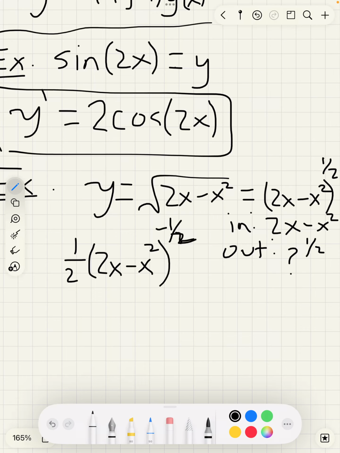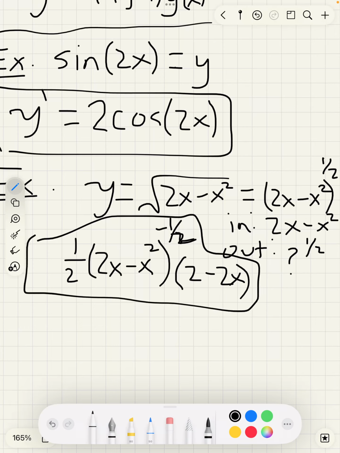And then, because of the chain rule, we have to multiply that by the derivative of the inside. So the derivative of 2x minus x squared, we get 2 minus 2x. And that is my derivative, y prime.